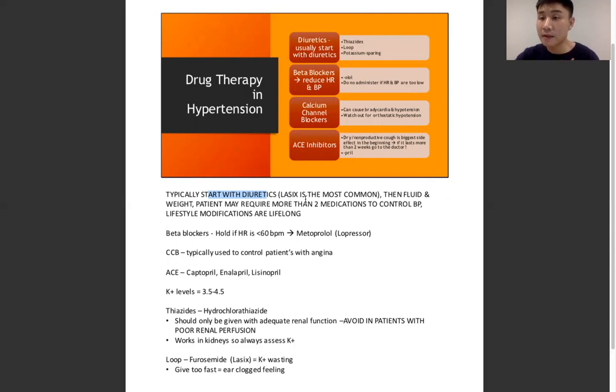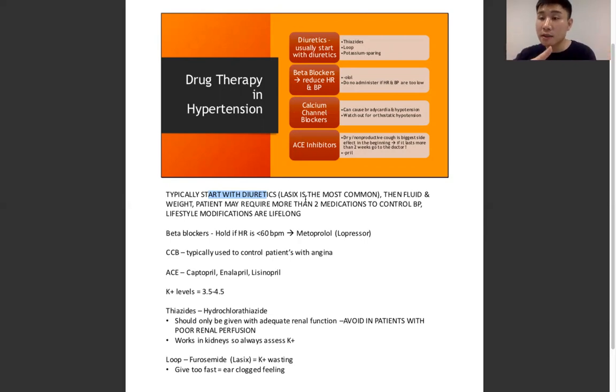Lasix is the most common. The generic name for Lasix is furosemide. This medication is important to remember. I repeat one more time: furosemide, Lasix, is one of the most common medications used for patients who have fluid volume overload and also hypertension. Why do we give this medication? It is in the diuretic class, and diuretics make the patient pee a lot, and when they pee, they reduce the fluid retained in the body.